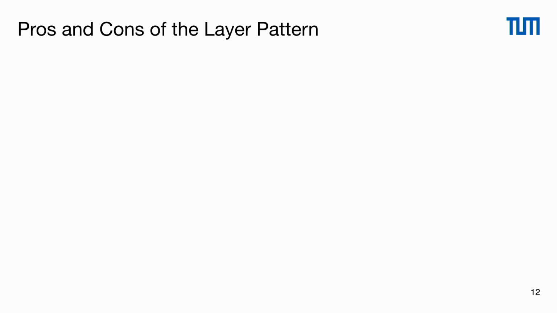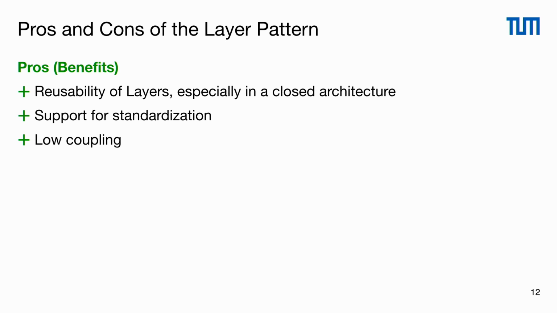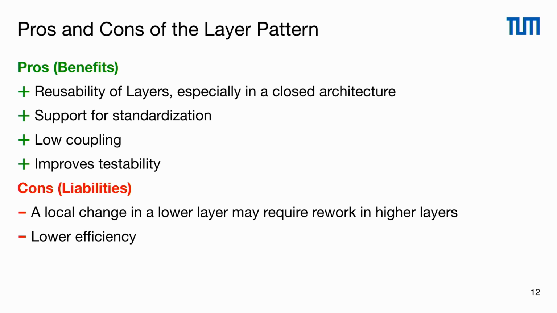There are benefits and disadvantages from the layer pattern. First of all, the benefits. We can reuse layers, especially when we are in a closed architecture, and we can go for standardization because it's very easy to standardize single layers. We achieve low coupling, which is basically one of our goals for a good architecture, and we improve the testability. Regarding the liabilities, a local change in a lower layer may force changes in higher layers, and we have lower efficiency.